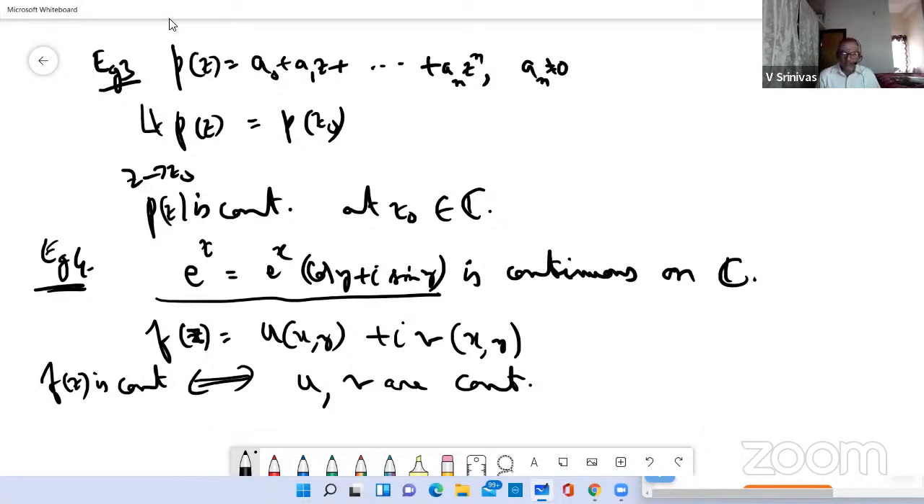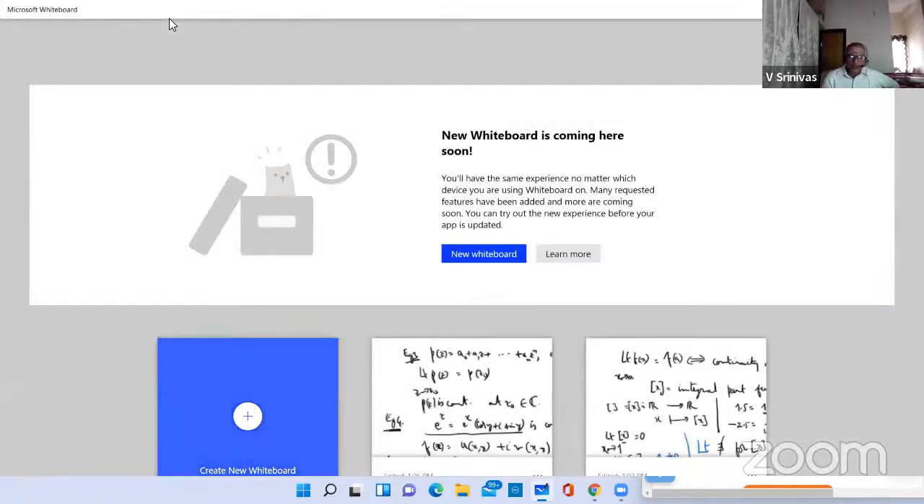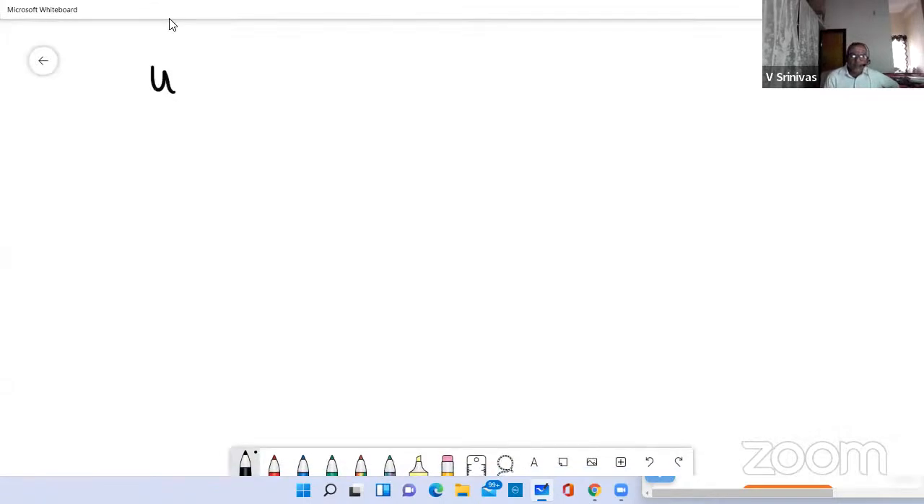If f is continuous, these two have to be individually continuous. Conversely, if these two are individually continuous, f will be continuous. And here you have to understand the continuity of u of x comma y. U of x comma y is a real valued function. U is a mapping from a subset A into R, where A is a subset of R cross R.